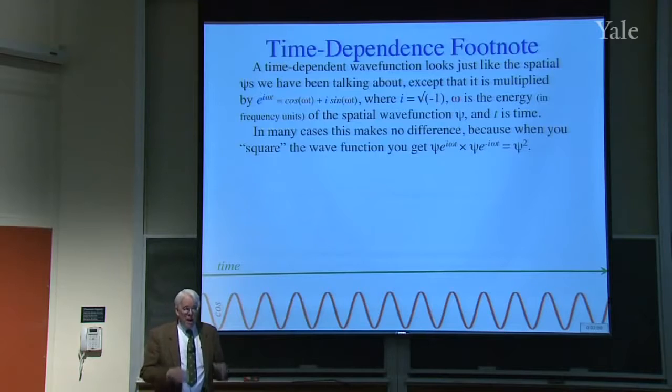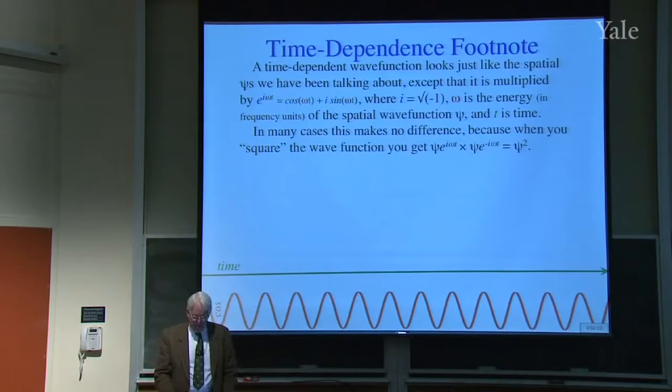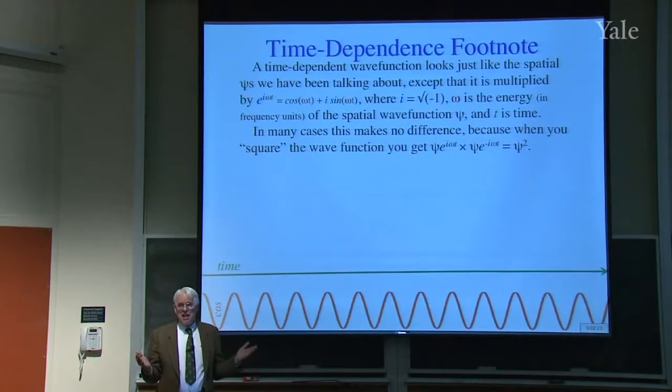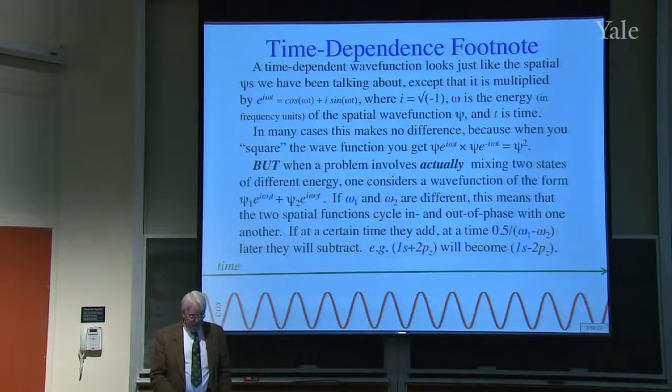Because when you square the wave function to get the probability density at any given time, you multiply e to the I omega t times psi times e to the minus I omega t. That's how you do squaring with complex numbers, multiplied by the complex conjugate. And that gives psi squared, and all the stuff about time cancels out. So you don't really care. So why do you have it in there in the first place?